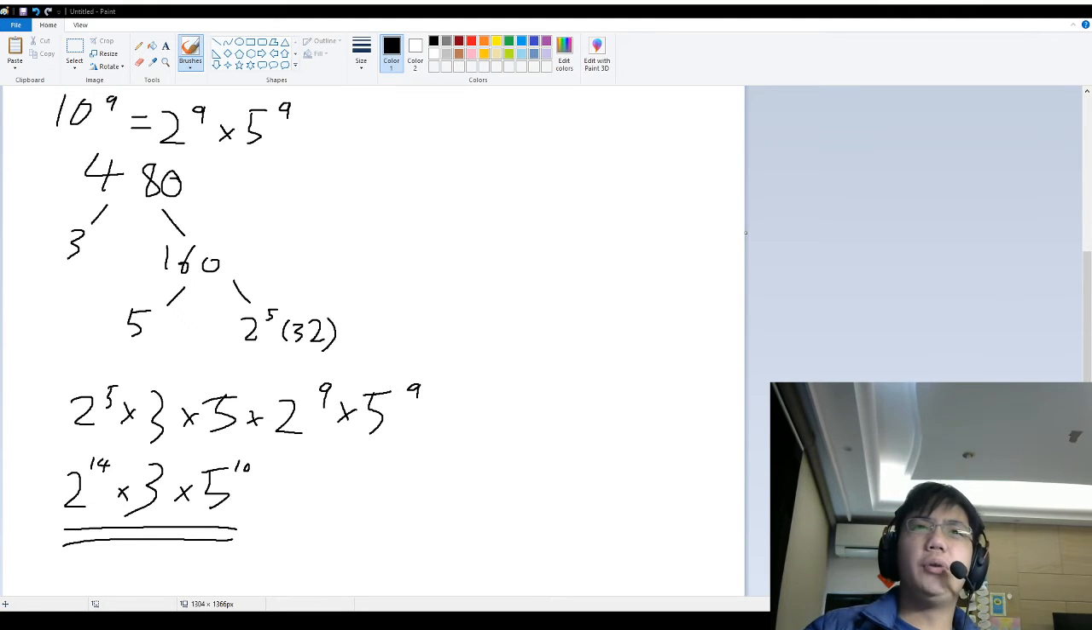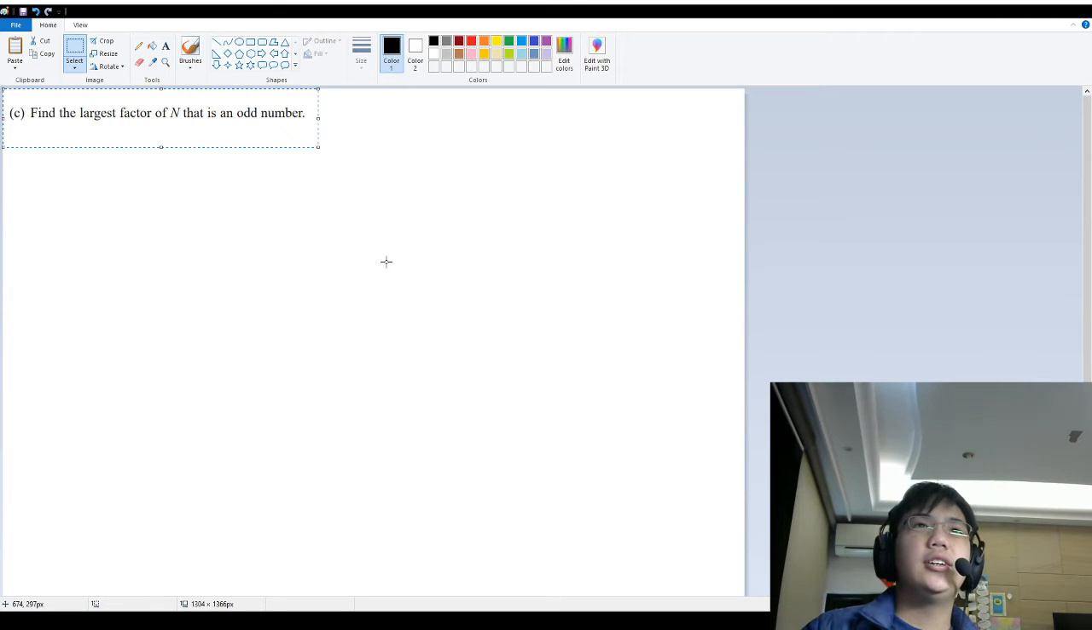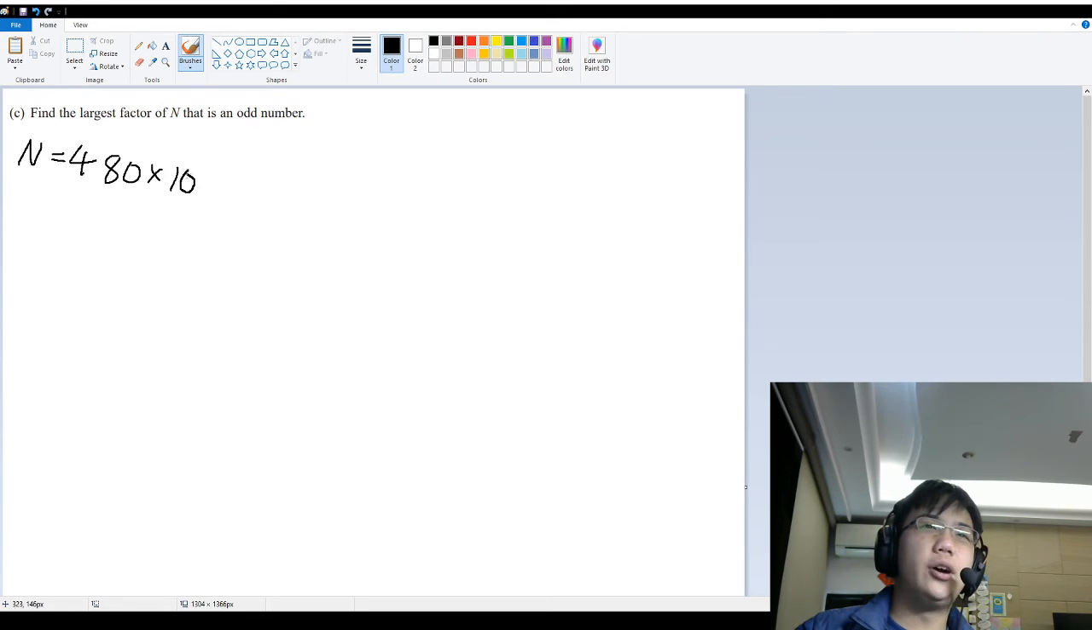And next we need to do part C, which is to find the largest factor of n that is an odd number. So let us make a new document and work out C. So we need to find out the largest factor of n, which is, if you don't remember, 480 times 10 to the power of 9, which is written as 4.8 times 10 to the power of 11 in standard form and can be factorized as 2 to the power of 14 times 3 times 5 to the power of 10.